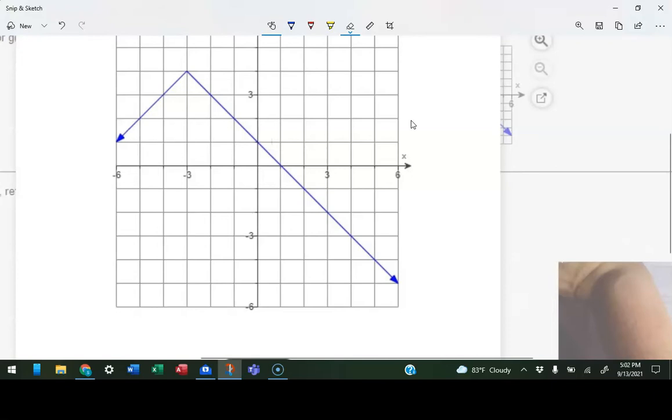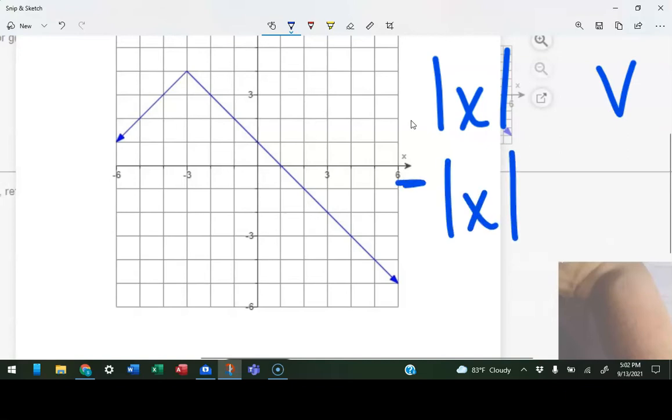So I do know that if my parent function is the absolute value of x, it would be opening upwards like this. Well, now it's opening downwards, so I know I've got to flip it. So there's my flip. And then how did I get from point A to point B? Well, it's supposed to be here, and I need to get to here. So how did I do that? I went left 3, up 4.